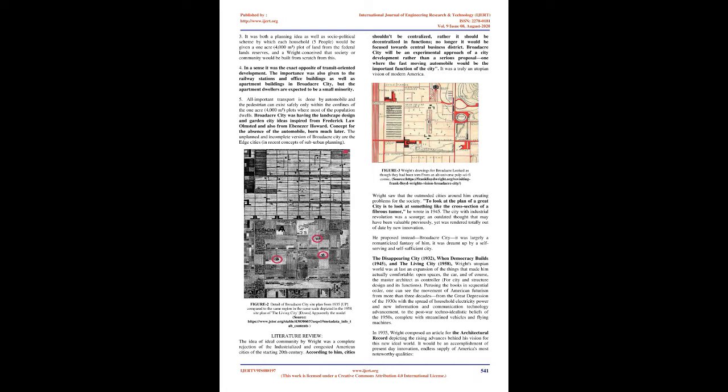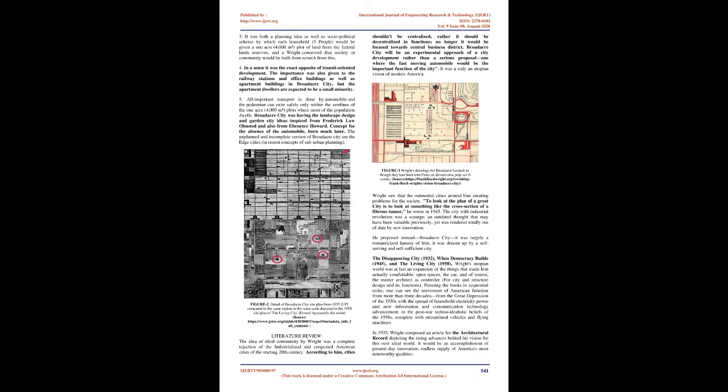4. In a sense it was the exact opposite of transit-oriented development. Importance was also given to the railway stations and office buildings as well as apartment buildings in Broadacre City, but the apartment dwellers are expected to be a small minority. 5. All important transport is done by automobile, and the pedestrian can exist safely only within the confines of the 1-acre, 4,000 square meters, plots where most of the population dwells.